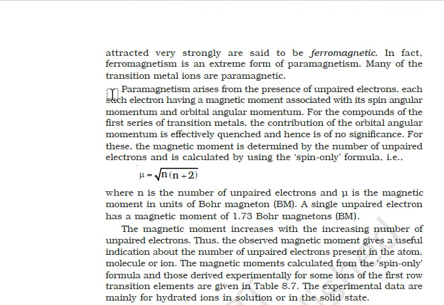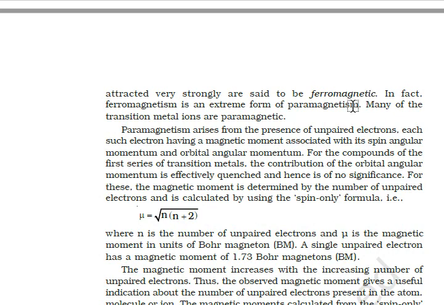Paramagnetic nature arises due to unpaired electrons. But in the 3d series, ferromagnetism is also present in iron, cobalt, and nickel. In ferromagnetism, strong attraction is seen between iron, cobalt, and nickel and the magnet.